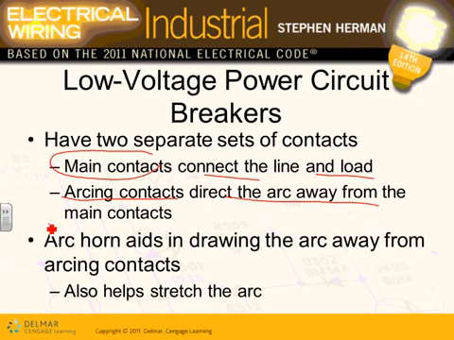They have arc horns. Look at these. They're called arc horns, and they aid in drawing the arc away from the arcing contacts. They also help stretch the arc away. So these horns, guys, like you saw, will move the arc away, so it will facilitate the extinguishing of the arc. The single most important thing, guys, when it comes to a circuit breaker is how do you extinguish the arc that's coming out of interrupting a short circuit, ground fault or an overload condition.